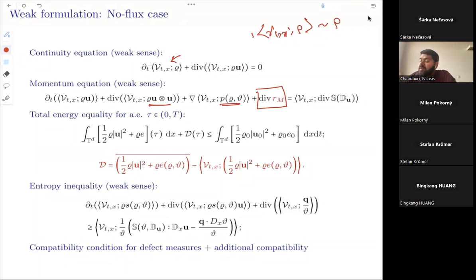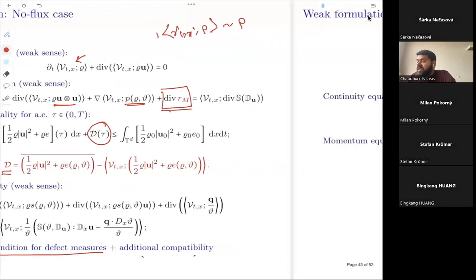And then you have some total energy inequality, and roughly it's given by some defect measure. And you have the entropy inequality in some weak sense, and some additional condition on this. So you see there is one defect here, another defect here. So you need some sort of compatibility condition on the defect measure, and also some additional compatibility there.